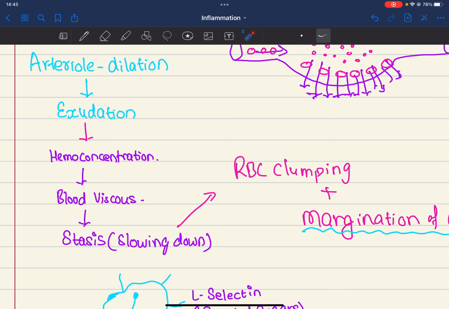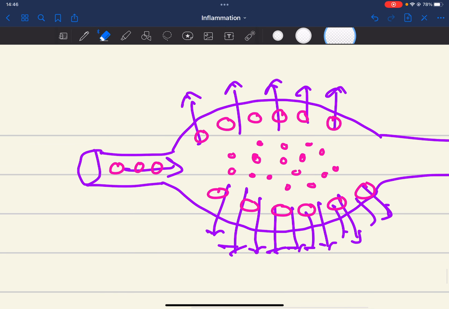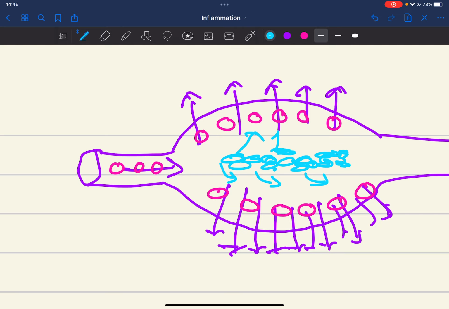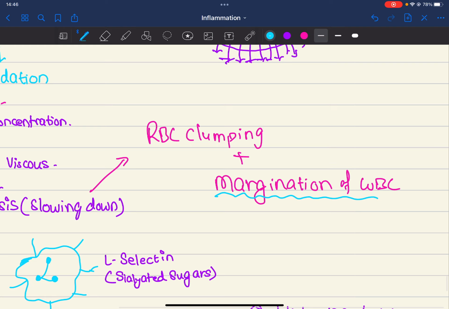So there will be RBC clumping now. Due to clumping, the RBCs get clumped at the center. So this will push the WBCs to the periphery. And this process is known as margination of WBC.